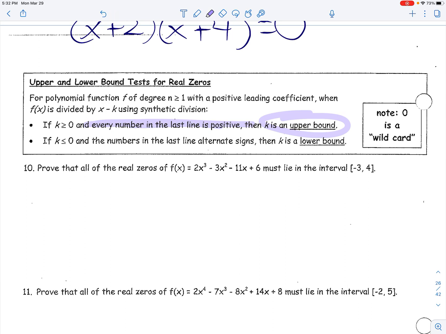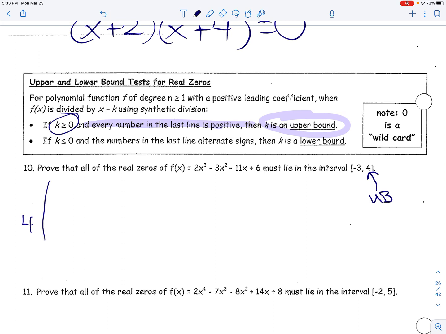Now, what does that mean? Well, think about it. It says here in number 10, prove that all of the real zeros of this function lie in the interval from -3 to 4. Right? So if your k value, the number that you test out for the synthetic, is greater than or equal to 0, and you get all of the numbers in the last line of the synthetic to be positive, then k is an upper bound. So here they're saying, show that 4 is an upper bound.